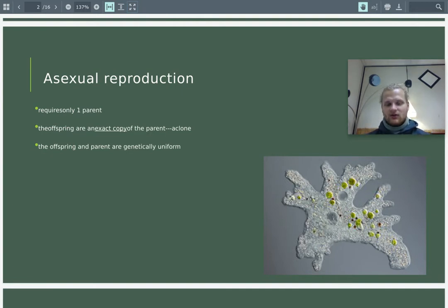It's asexual because you don't need a partner. A in front of a word means not or no, so this is not sexual reproduction. There's only one parent. One parent makes a clone of themselves, a copy of themselves. Then you have two organisms at the end that are exactly the same genetically speaking. So this amoeba is going to reproduce asexually because it's going to make an exact copy of itself.